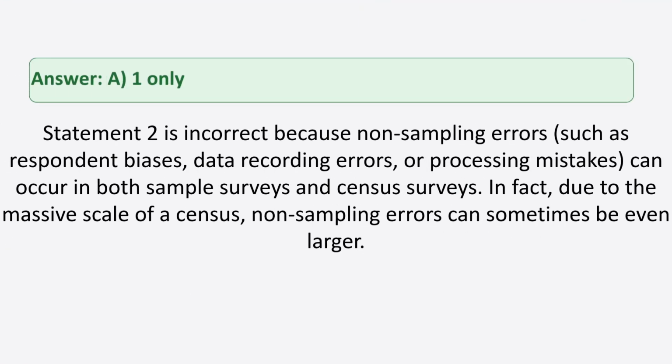1 only is correct. Statement 2 is incorrect because non-sampling error can occur in both sample surveys and census surveys. In fact, due to the massive scale of census, non-sampling errors can sometimes be even larger.